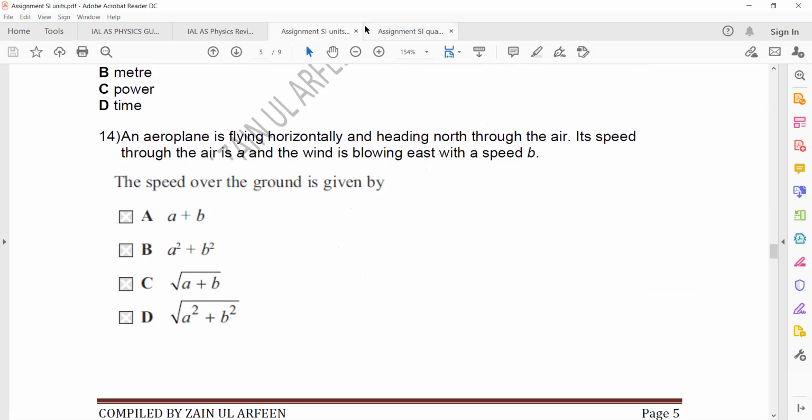An airplane is flying horizontally, heading towards north. Its speed through the air is A, and the wind is blowing east. So the airplane is heading towards north and the wind is blowing towards east. The resultant is from the tail of the first to the head of the last.